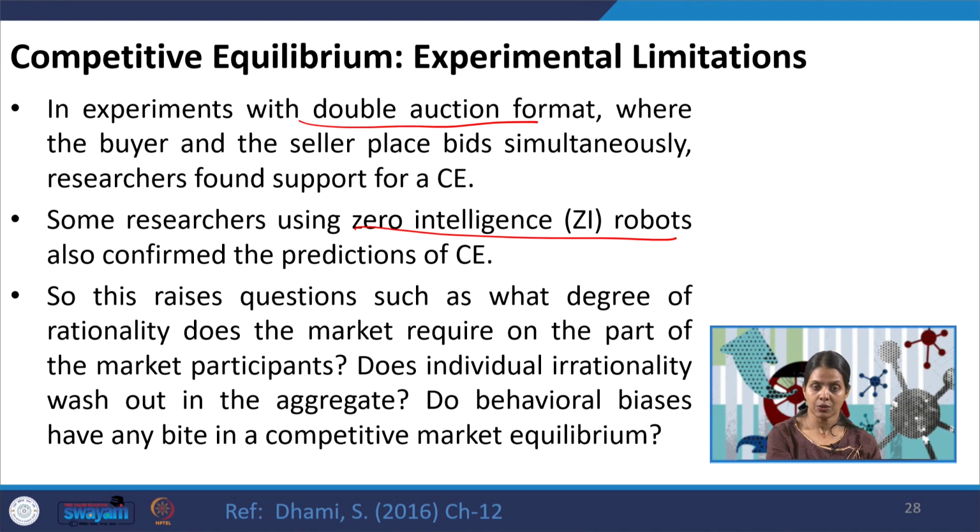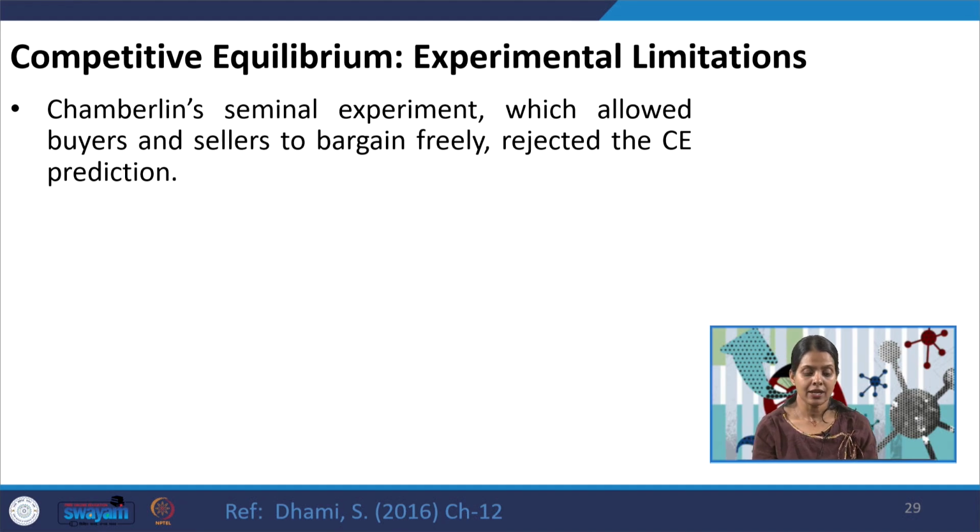So, this raises questions such as what degree of rationality does the market require on the part of the market participants? Does individual irrationality wash out at the aggregate level, that is, at the aggregate level we all basically become rational individuals? Do behavioral biases have any bite in a competitive market equilibrium? Because if at the aggregate level people are actually behaving rationally, then we do not need any behavioral interventions at the aggregate level. Chamberlin's seminal experiments, which allowed buyers and sellers to bargain freely, rejected the competitive equilibrium prediction.